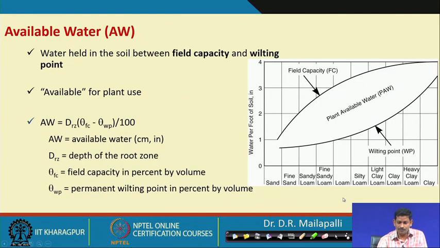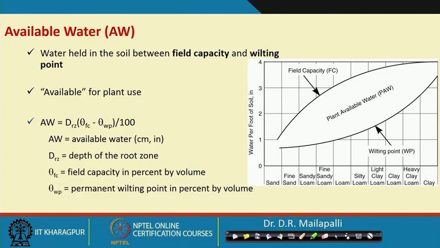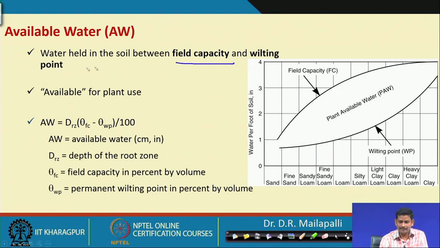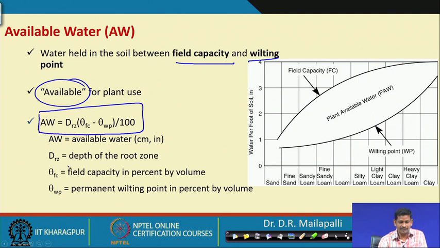Next, the available water, if you consider the lower limit and upper limit. The water lying between the lower and upper limits, that means between field capacity and wilting point, is called the available water, that is, water available to the plant. So the water is held between field capacity and wilting point. This is called available water, and there is an equation to calculate it: d or z.